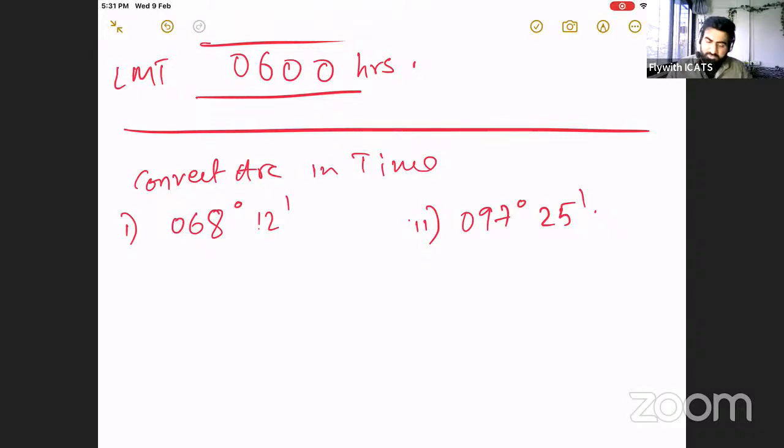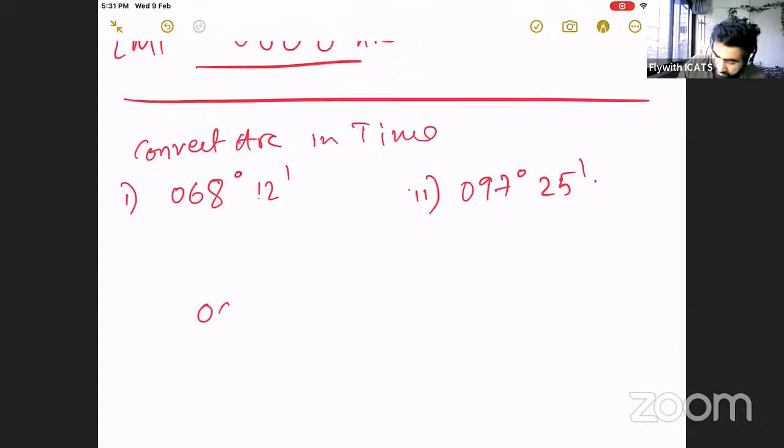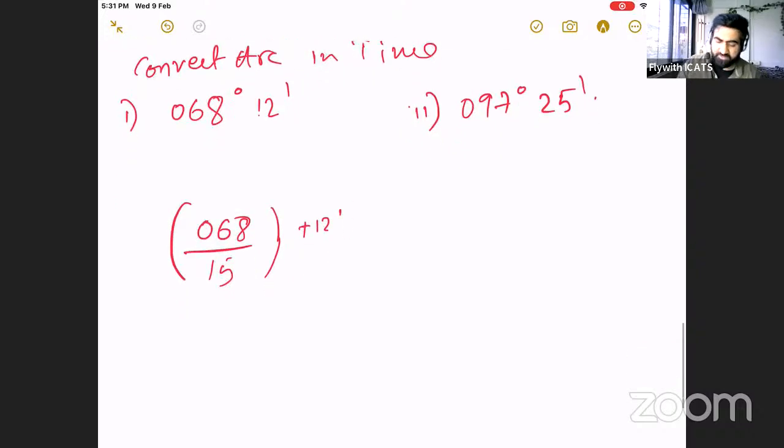Okay. So students, it's very simple. What I'm going to do is 068 divided by 15 and then plus 12 minutes. Like this, I'll write. Then if I solve 068 divided by 15 on the calculator, I get 4.53. Now this 4.53 is 4 hours and 0.53 hours is somewhere around 30 minutes, because 0.5 hours is 30 minutes, students.